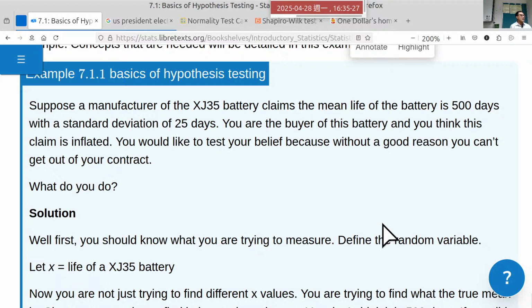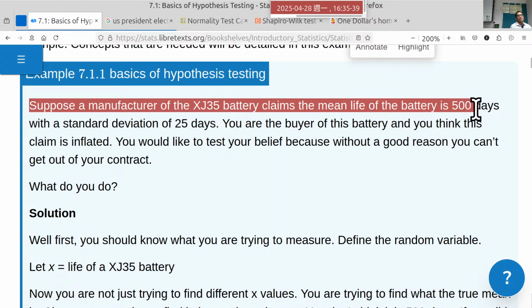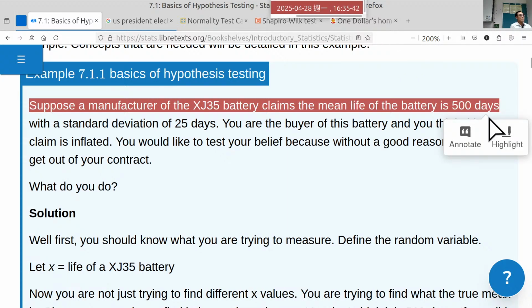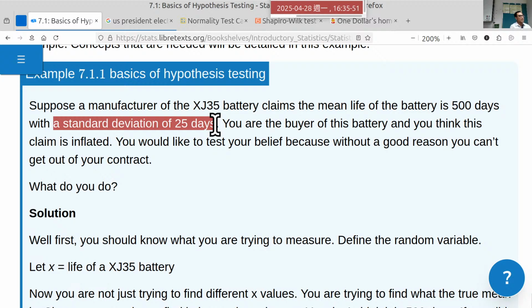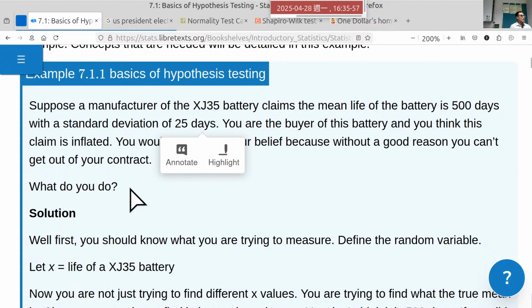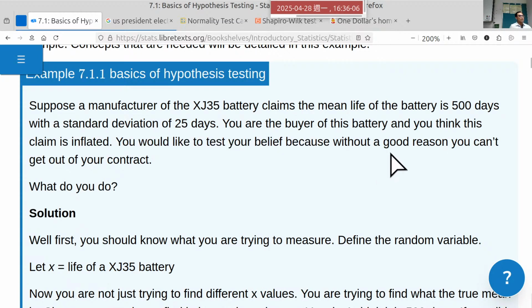Example 7.1.1, basics of hypothesis testing. Suppose a manufacturer of a battery claims the mean life of the battery is 500 days. The claim is a very long life, with a standard deviation of about 25 days. You are the buyer of this battery and you think this claim is inflated. You would like to test your belief because without a good reason, you can't get out of your contract.